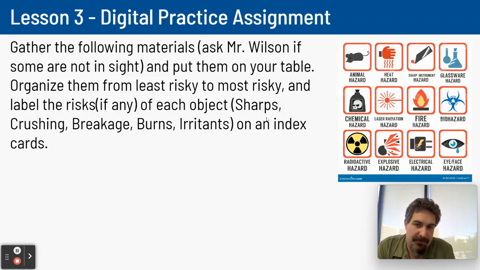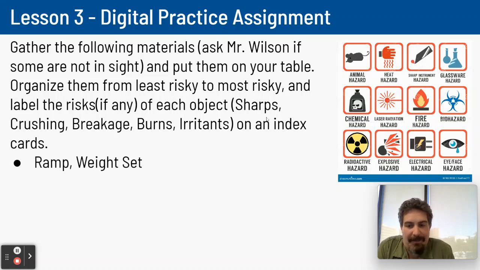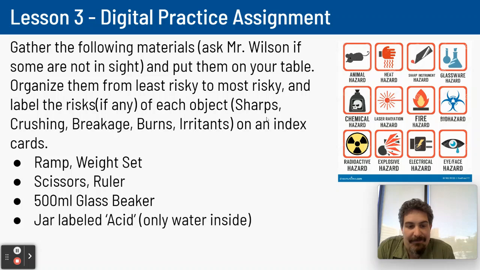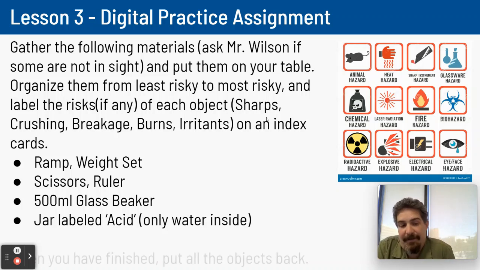The risks that we have listed here are sharps, crushing, breakage, burn, irritant. Does this object do one or more of these things potentially? And here's a list of objects. A ramp, those are by the middle cabinet, and a weight set should be on the table. Scissors and ruler are over on the supply side. I'll be putting out glass beakers on the supply side. There should be jars labeled acid. There's only a little bit of water in them. It will specifically say "acid" in quotation marks because it's not really acid, so don't be afraid of it.